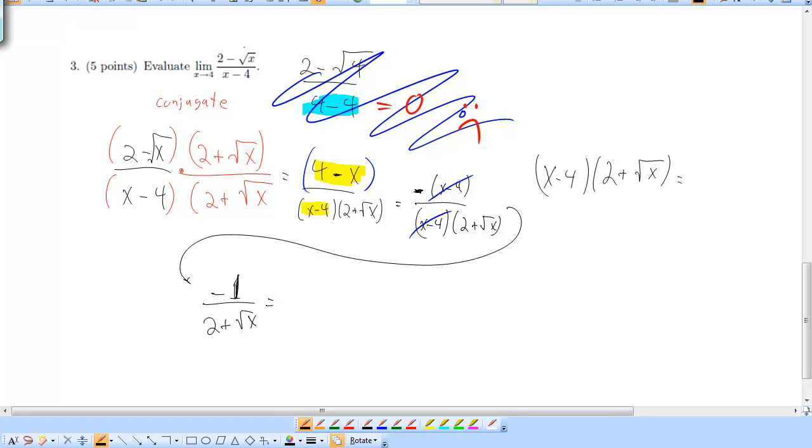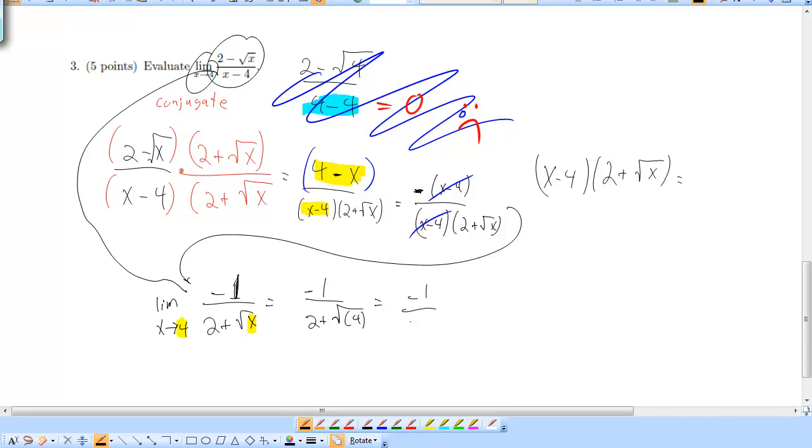You might have tried to multiply the x minus 4 by 2 plus x, but they do cancel out, and you're just left with -1 over 2 plus root x. Now if we plug in 4, we don't have 0 in our denominator. It's just -1 over 2 plus 2, which is -1/4. That's our limit for number 3.